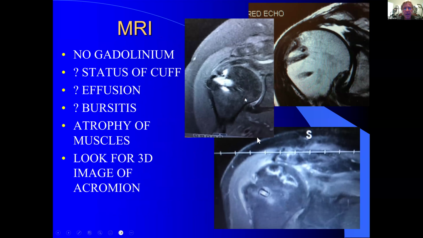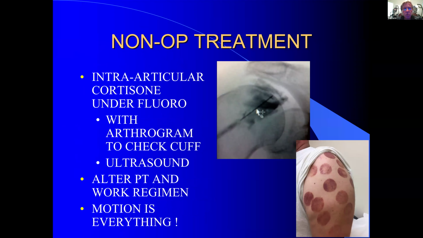And so post-op, again, don't get gadolinium if it's a revision, because you can see everything you need to without gadolinium. And I want to see these areas here. I want to see the end of the tendon, and I want to see atrophy. And if you put gadolinium in, you miss that, and you also save yourself $1,000. So non-op treatment, cortisone shot under fluoroscopy if you want an arthrogram to see if the cuff's intact, or most of the time we just do ultrasound in the office because it's quicker, and then we alter the PT and work regimen to get them moving, because motion is everything.